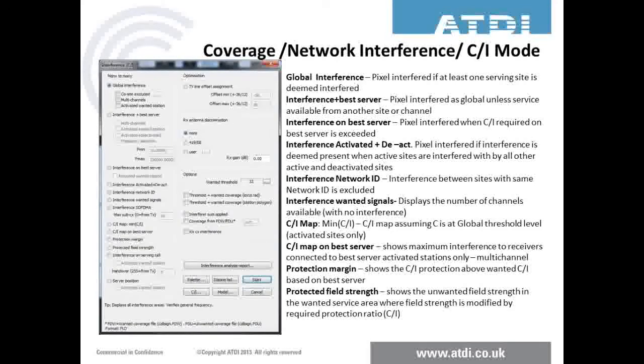For example, a C2I map will show you, pixel by pixel, what is the minimum C2I that is available at that point. C2I map on best server shows the maximum you have available between any best servers. And as I'll show you later on in the demonstration, whenever you change any of these options on this menu, at the bottom of the screen you'll see a tip that gives you an indication of what that functionality is going to do.